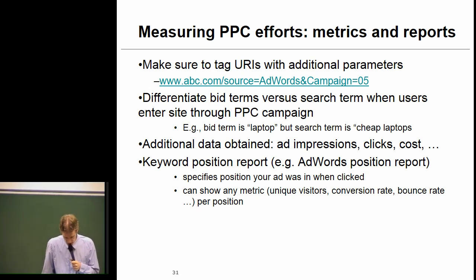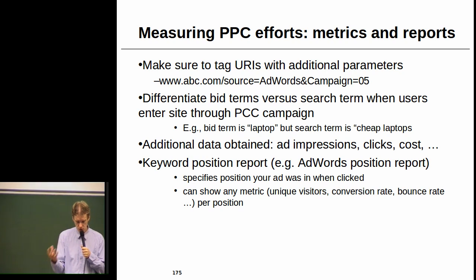You will also get all kinds of additional data like ad impressions, how many times the ad was seen, clicks, how many people clicked it, associated costs. AdWords is going to give you a keyword position report specifying the position your ad was in when it was clicked. It will also overlay unique visitors, conversion rates, bounce rates per position, etc.